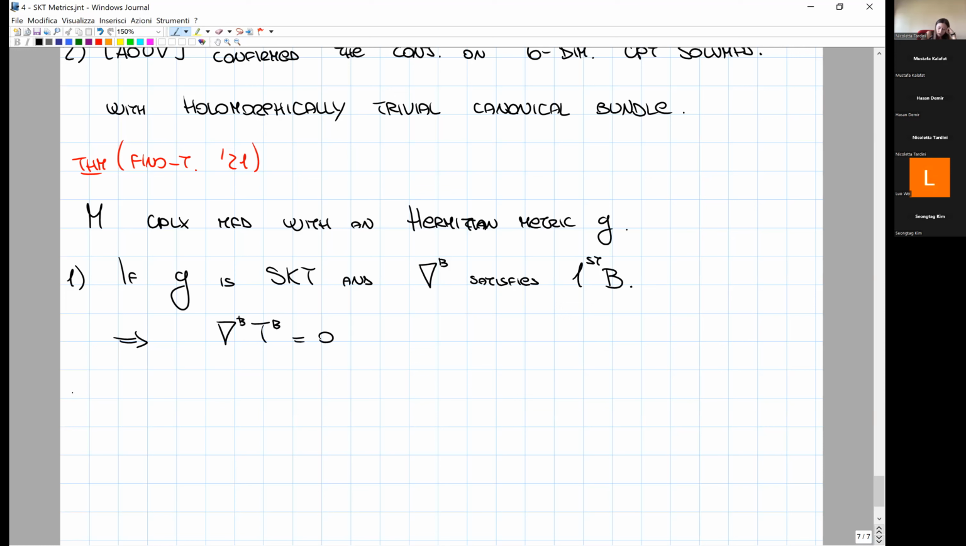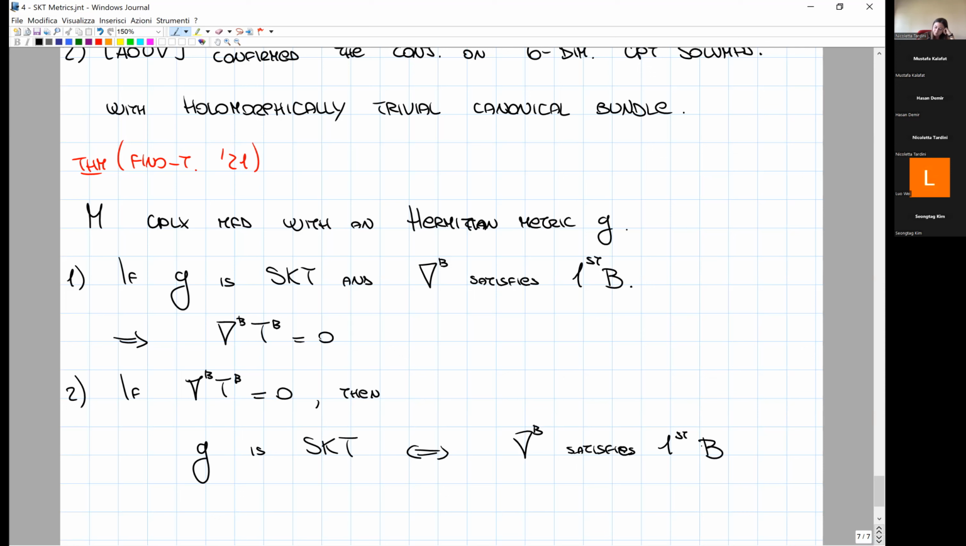On the other side, if we assume that the torsion is parallel, then we prove that G is SKT if and only if the Bismut connection satisfies the first Bianchi identity. So you see how these three conditions are linked together, right? On one side, if you assume SKT and first Bianchi, then the torsion is parallel. It's not a real vice versa, but if the torsion is parallel, then SKT and first Bianchi are equivalent.